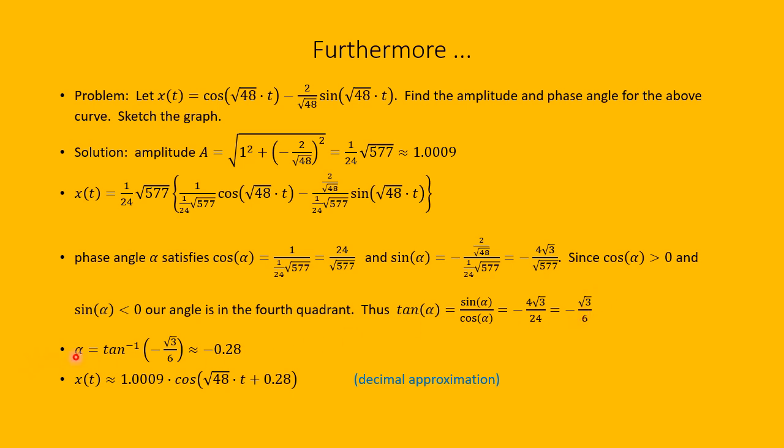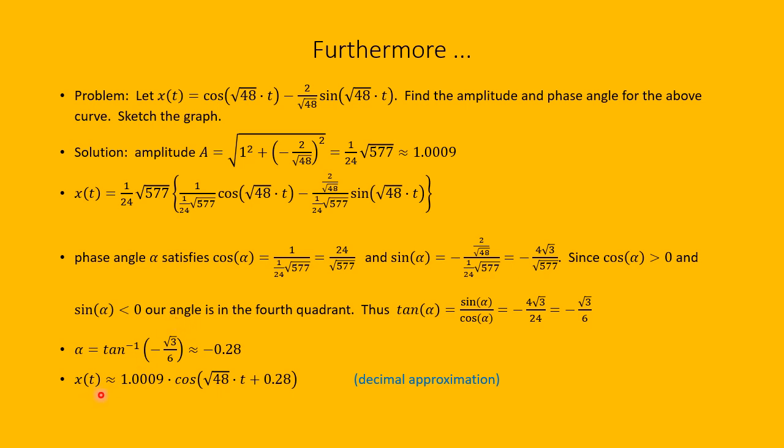which simplifies to this. And so alpha is then going to be the inverse tangent of minus the square root of 3 over 6, which is about minus 0.28. We were able to do this last step because inverse tangents of numbers are between minus pi over 2 and pi over 2, which does cover the fourth quadrant. If our angle alpha were not in the first or fourth quadrants, we would have to take that into account. But in any case, we're okay right now.